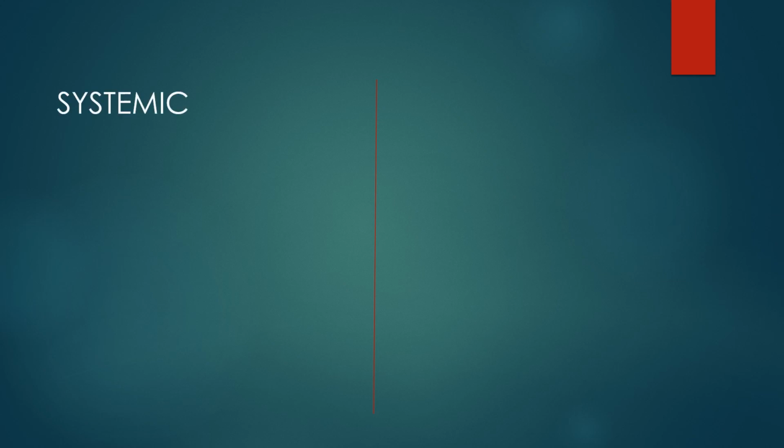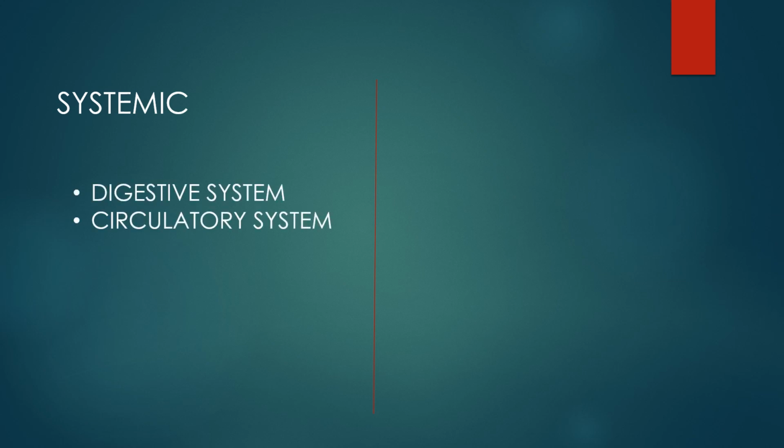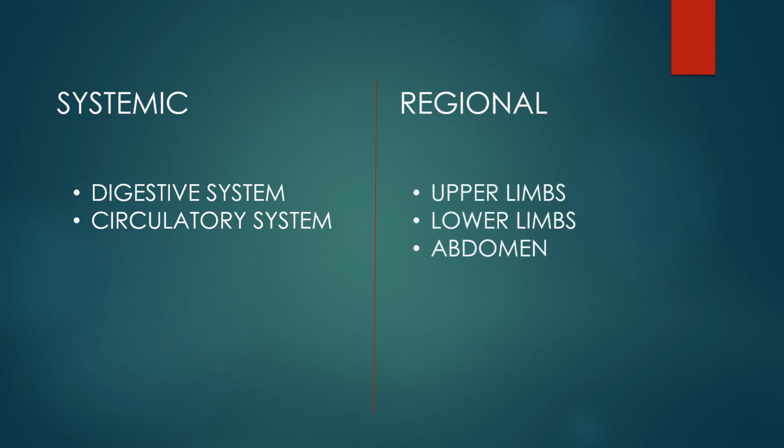Gross anatomy can either be studied using the method of systems or by the method of regions. So in systemic gross anatomy, you learn by systems like the digestive system or the circulatory system, while in regional anatomy, you learn by specific regions like the upper limbs, the lower limbs, and the abdomen on your cadaver.